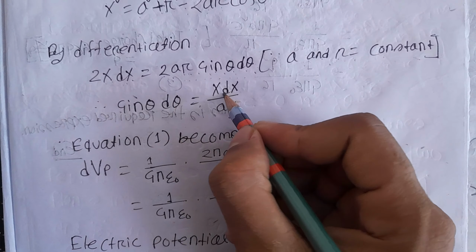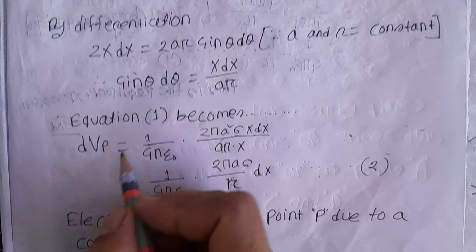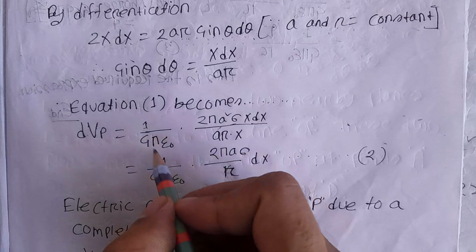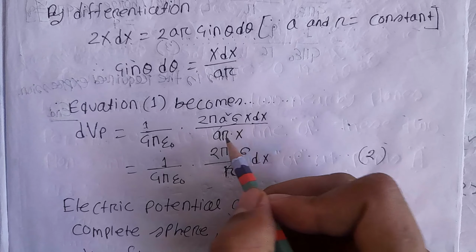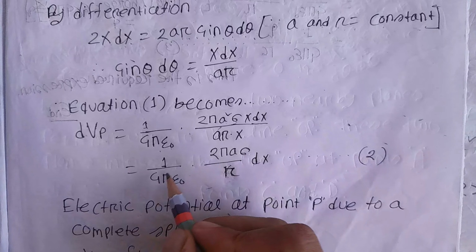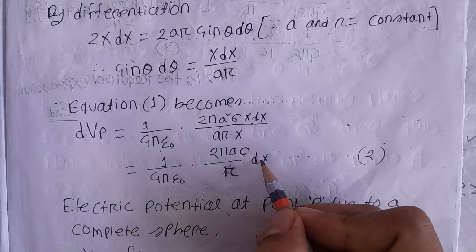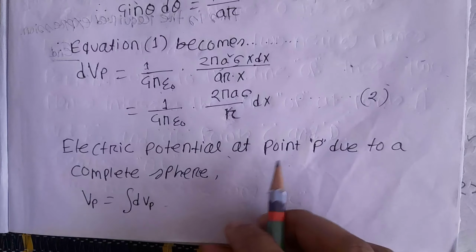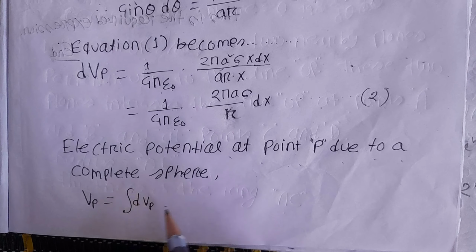Then sin theta d theta equal x dx by ar. Equation 1 becomes dVp equal 1 by 4 pi epsilon naught into 2 pi a square sigma x dx by ar into x equal 1 by 4 pi epsilon naught into 2 pi a sigma by r into dx. Equation number 2. Electric potential at point P due to a complete sphere.